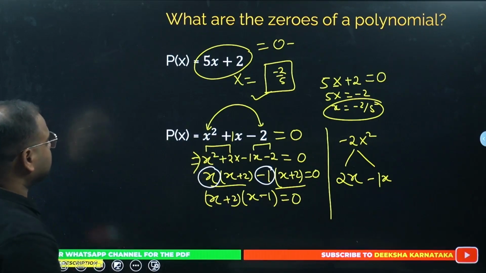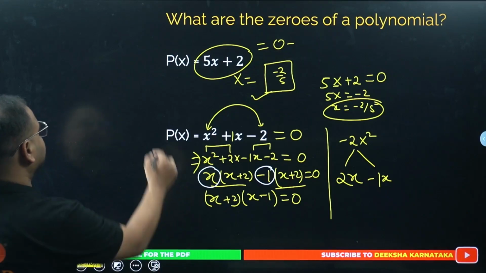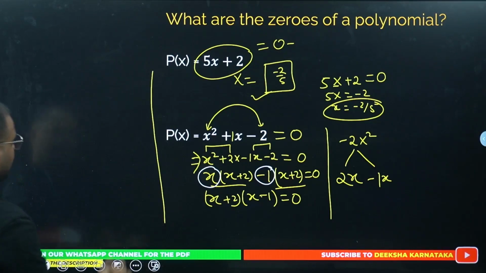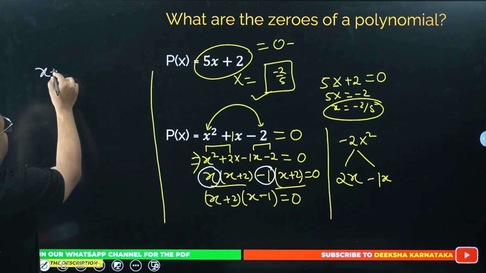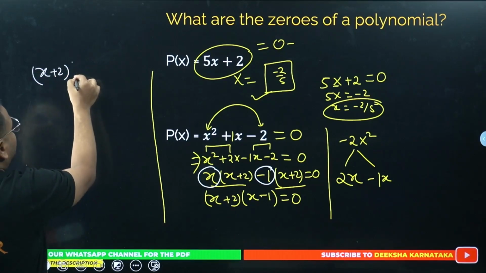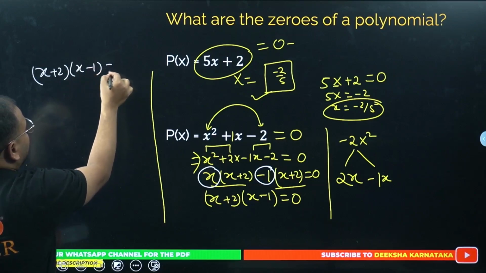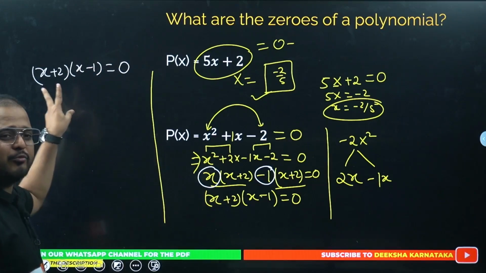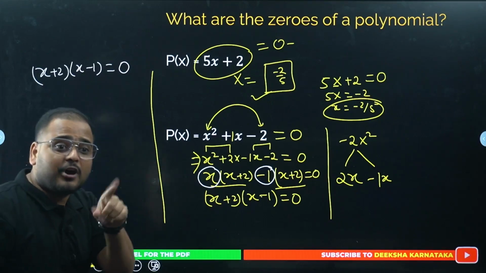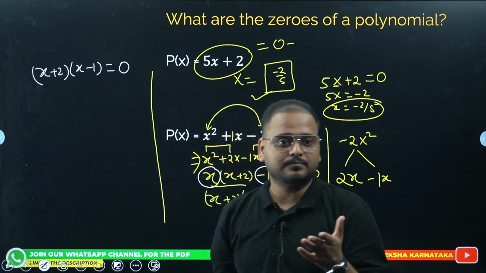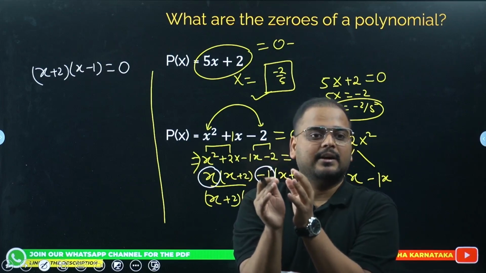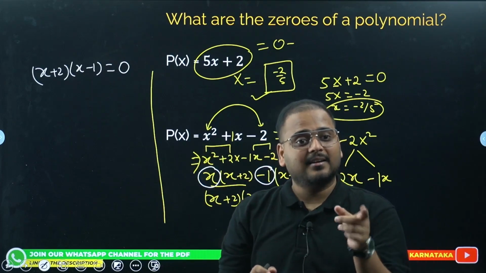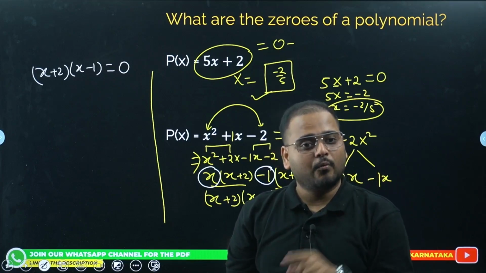Now think. Okay, I'll write it over here. So x plus 2 times x minus 1 is equal to 0. Same thing I've written here. Now how can the product of two numbers become equal to 0? If one of the numbers is actually 0. Two numbers multiplied is equal to 0. Is any other case possible? No, one of the numbers has to be 0.